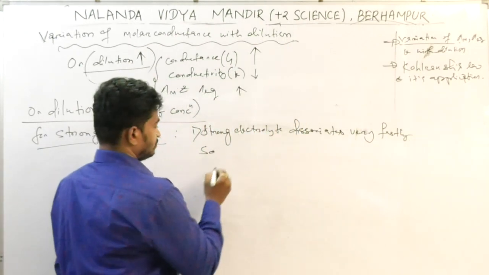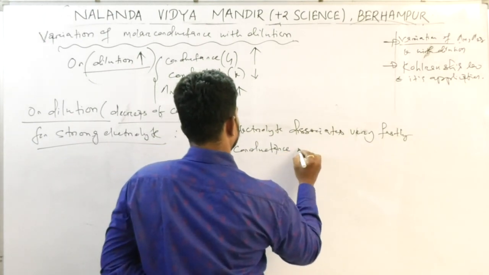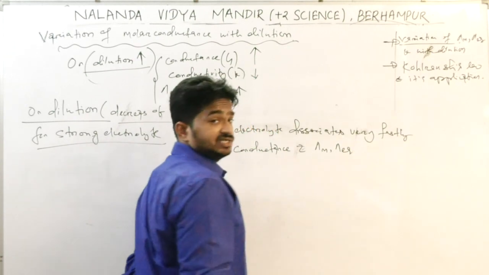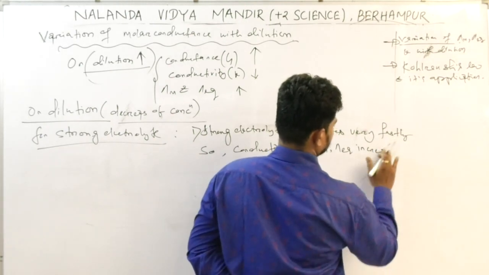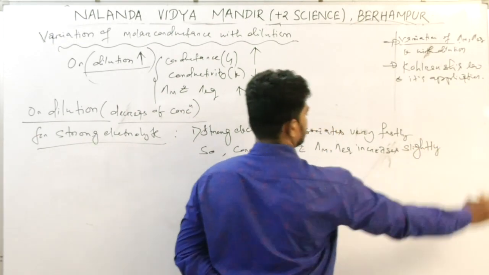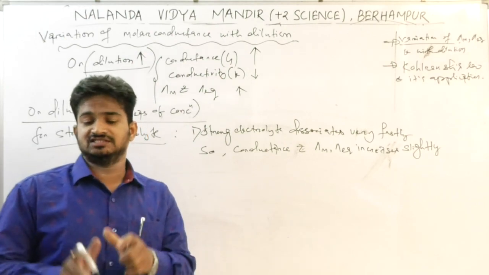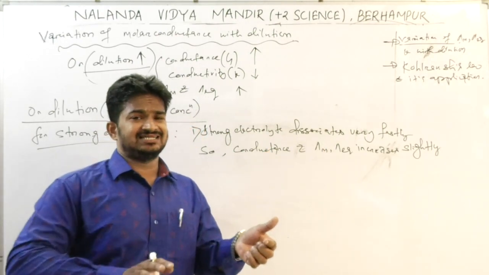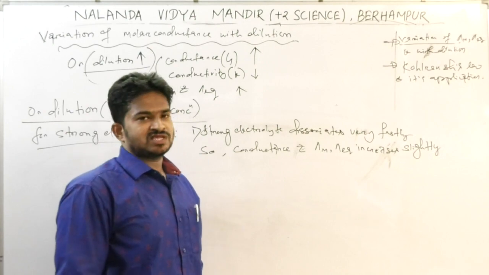so conductance and molar conductivity, equivalent conductivity increases slightly. Increase slightly means that in a strong electrolyte the dissociation process is very fast. That's why the conductance, molar conductivity, equivalent conductivity increases very slightly. Means up to a certain extent it will increase, then it will stop. That is for strong electrolyte.